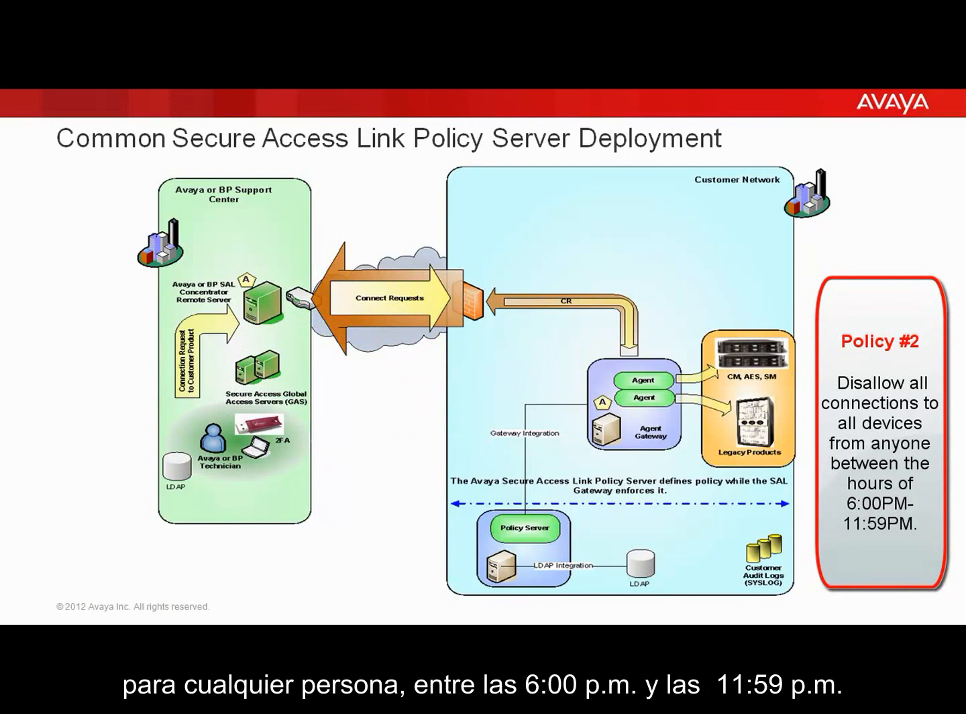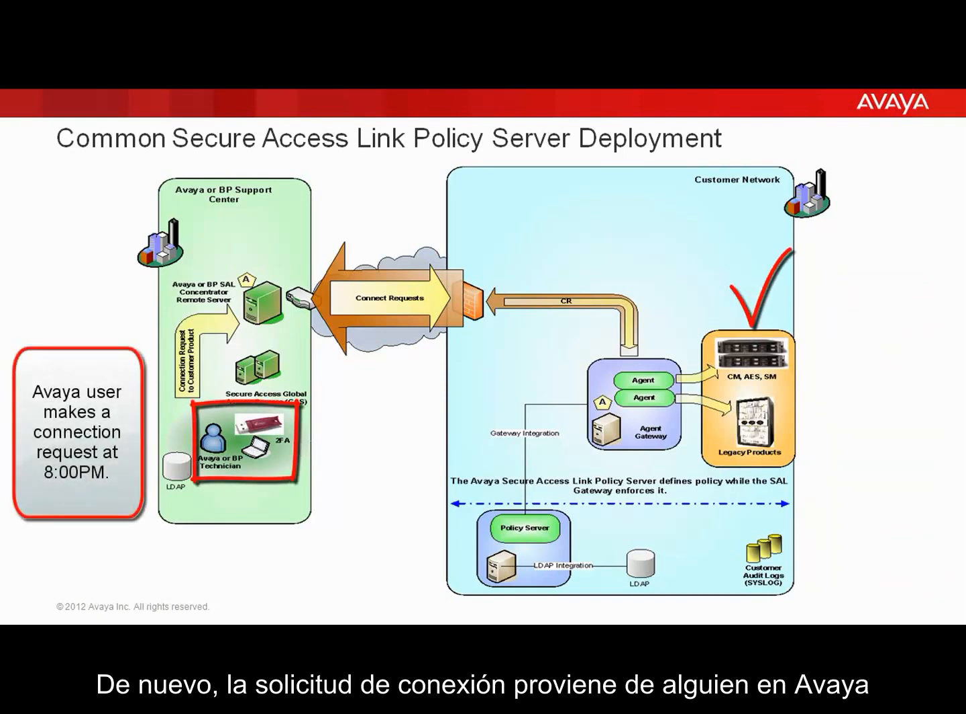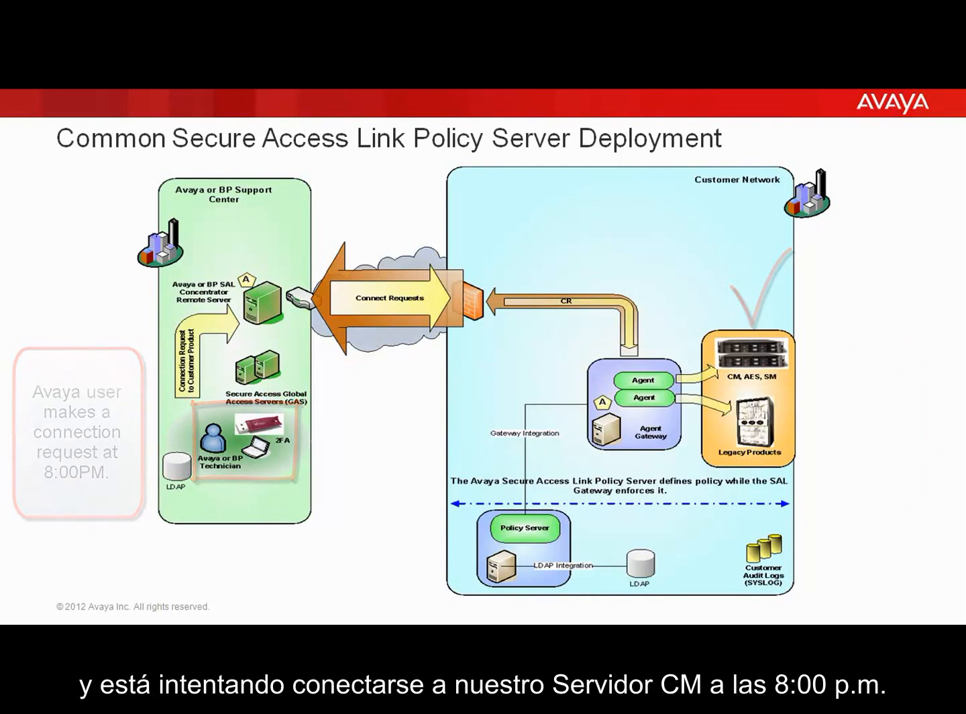Moving on to our second scenario, Policy 2 states that we are to restrict access from anyone during the hours of 6 p.m. to 11:59 p.m. from connecting to any of our systems due to a scheduled testing period. Let's assume again that the connection request is coming from someone at Avaya and they are attempting to connect to our CM server at 8 p.m.